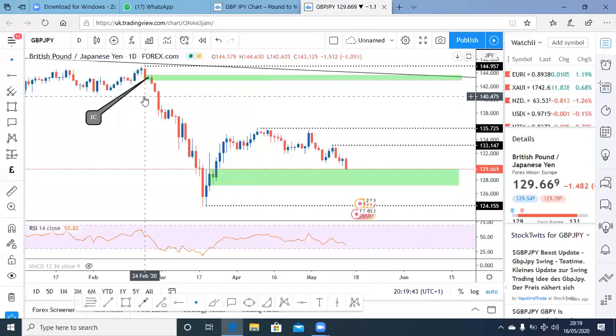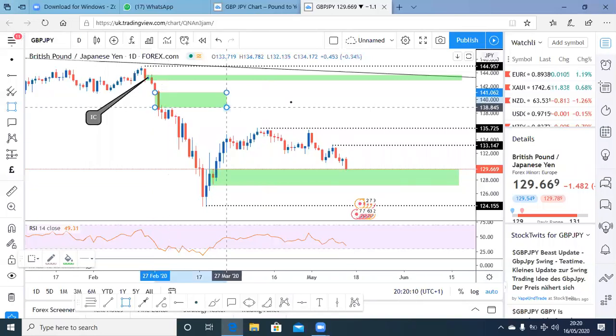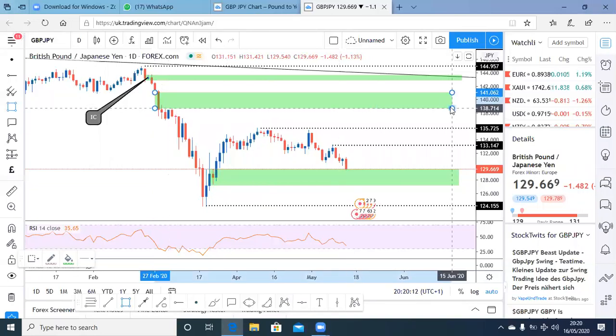Imbalance is basically a difference in price separated by one strong bullish or bearish candlestick. Difference in price separated by one strong bullish or bearish candlestick. If it doesn't make sense to you yet, I can tell you that this right here is an imbalance in price.